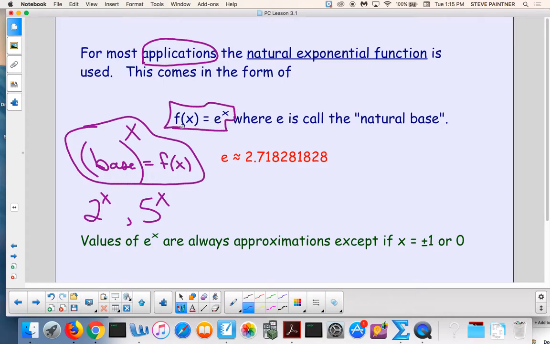F of x equals, not, what's your base? Base e. Now e is just like pi. Pi is a number, 3.14, right? That's what pi is. Well, base e is also a number. It's this, 2.718, blah, blah, blah, blah. But it goes on forever.